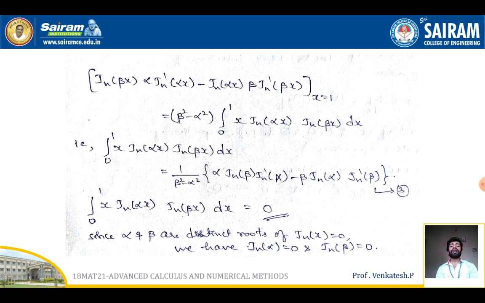Since alpha and beta are distinct roots of jn of x is equal to 0, jn of alpha is equal to 0 and jn of beta is equal to 0. So if I replace jn alpha is equal to 0, jn beta is equal to 0 in this equation, the whole term will be equal to 0. So I got the equation like integration 0 to 1 x into jn alpha x jn beta x dx is equal to 0 if alpha and beta are not equal.